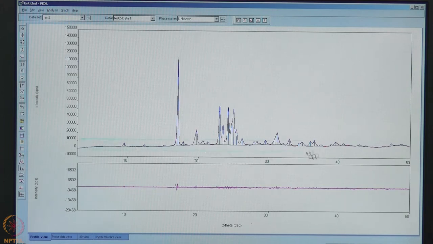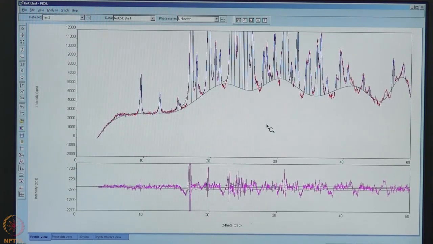If we try to see how the background is, we only need to expand that region and we see that the background is not really flat, but the background is wavy in nature. So this wavy background indicates probably the sample is not fully dry, it may be having some solvent in it, and it is not a very good sample for powder X-ray measurement purposes.